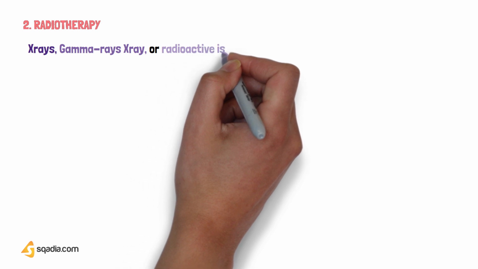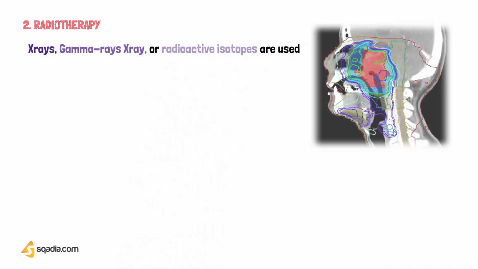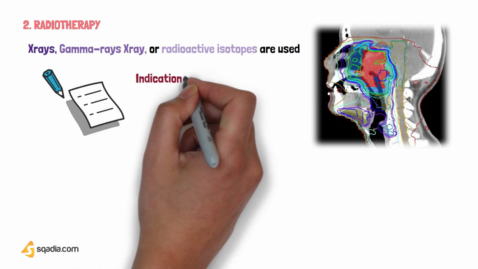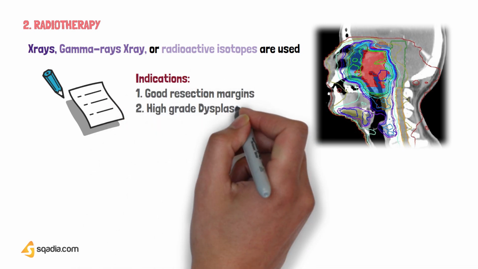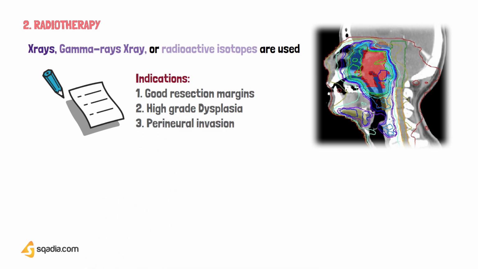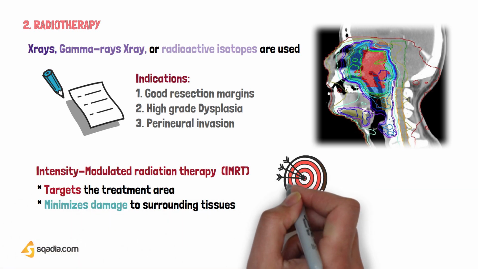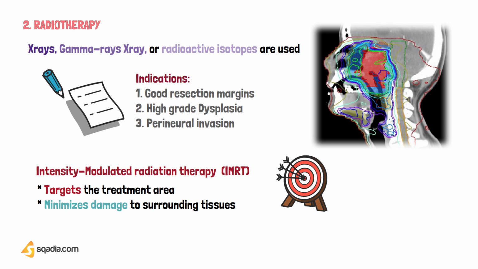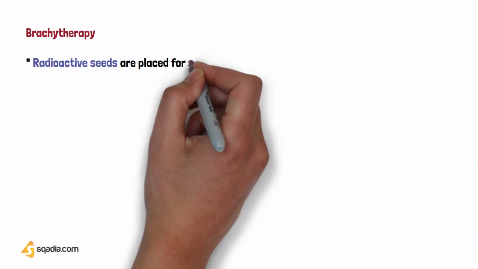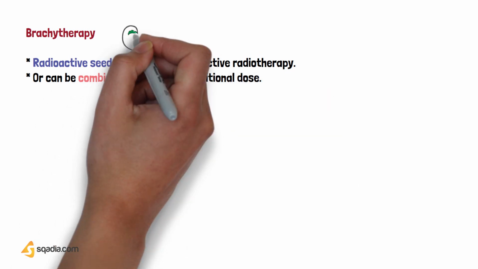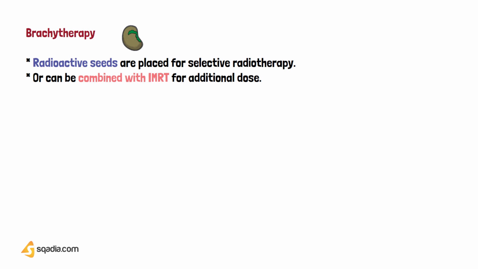Radiotherapy is basically X-rays, gamma X-rays, or radioactive isotopes, and it is usually indicated if there are good resection margins, if the tumor is high grade, or if there is perineural invasion. Intensity modulated radiation therapy, IMRT, targets the treatment area and minimizes the damage to the surrounding tissues. There is also brachytherapy. In brachytherapy, radioactive seeds are placed at the site of the tumor and it targets specific cells. So it may also be combined with IMRT for some additional dose.